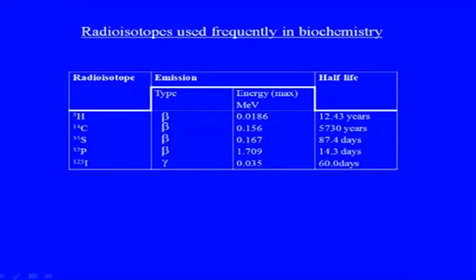Now, radioisotopes, if you can see this table, there are a whole lot of radioisotopes that could be used for this particular application, which are 3H, 14C, 35S, 32P and 125I. These mostly give beta radiation, and 125I gives gamma radiation. All right. So, now we have talked about the types of radioisotope particles being used here, mostly beta particles.